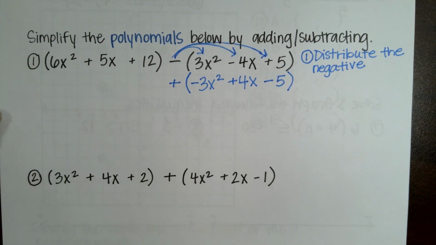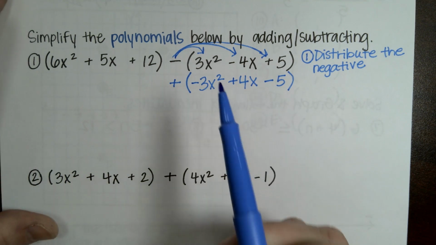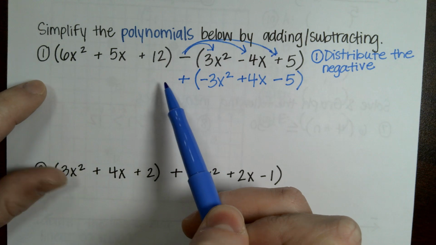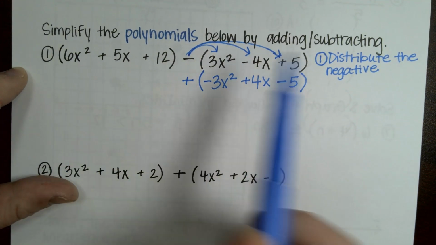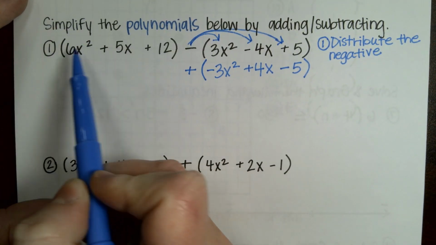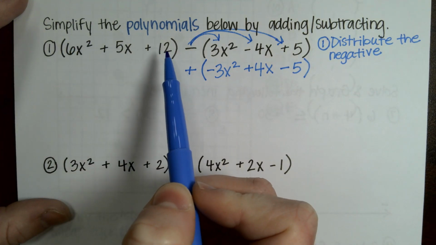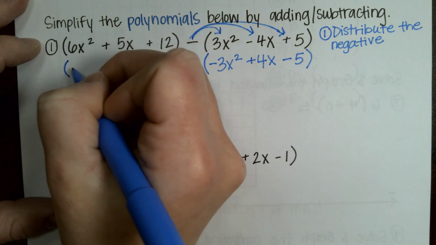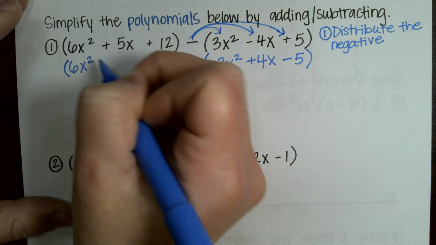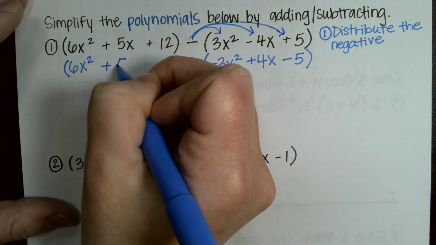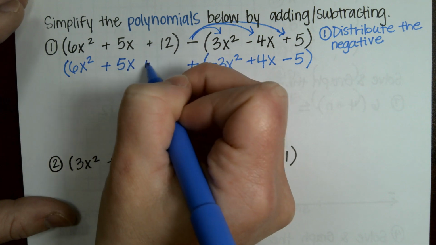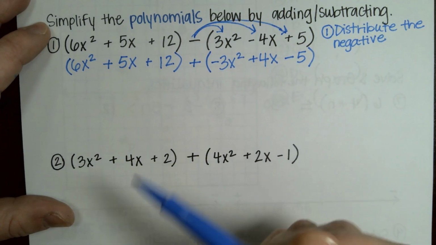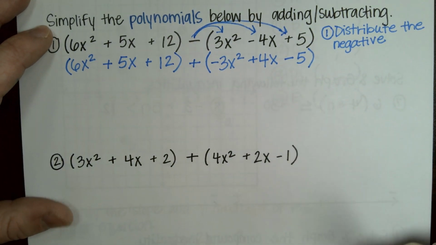Okay. Now we combine, don't we? Yeah. Before we combine, though, I like to keep things nice and neat. Yes, we're going to bring this one down so that they are on the same level here. Now, do we change anything in our first polynomial? No, you do not do anything there. You just rewrite it. So I've got 6x squared plus 5x plus 12 plus negative 3x squared plus 4x minus 5.